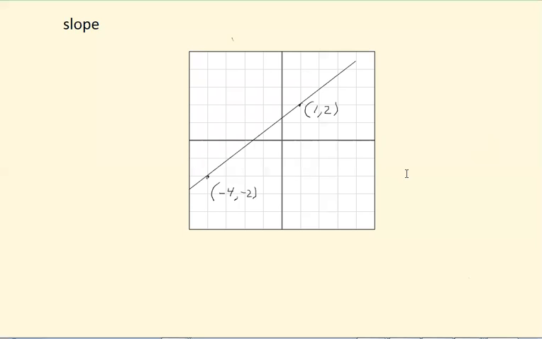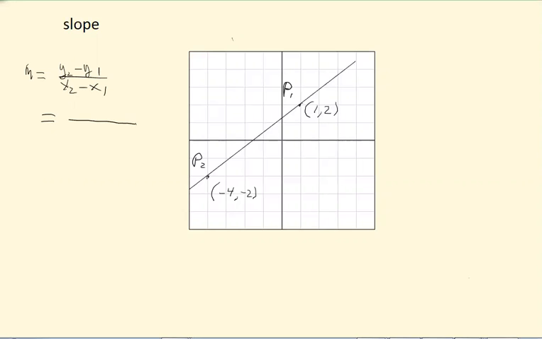Okay, a few more problems on slope. Here we see a graph and a couple points on it. We can find the slope of this line using our slope formula, so it'll be y2 minus y1 over x2 minus x1. You can pick whichever point you want to call the first point. You could say this could be point 1 and this could be point 2.